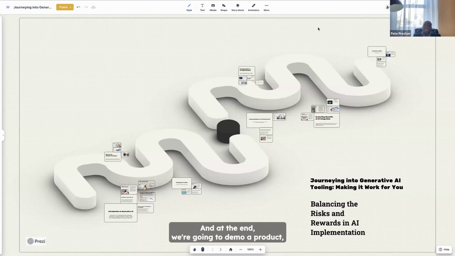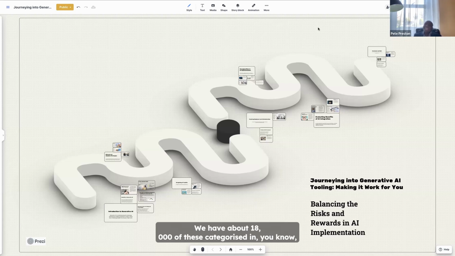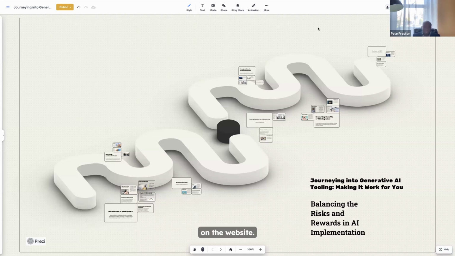And at the end, we're going to demo a product, use a product interface, and also our own platform, which is a tooling hub. For instance, some people know maybe 10, 20, 30 Gen AI models and tools. On our platform, we have about 18,000 of these categorized in easy chunks. So to give you context, we have over 300 categories of products on the website.